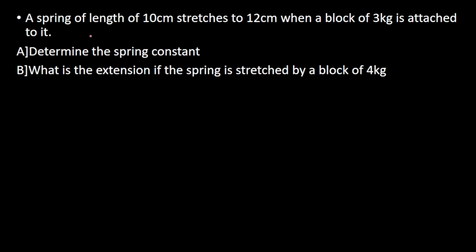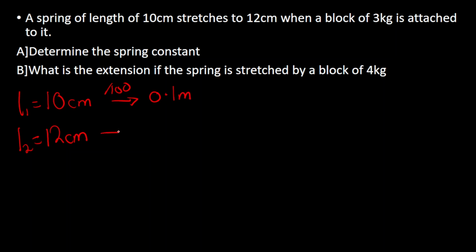We have a spring of length 10 centimeters, so we'll write that as L1. It stretches to 12 centimeters, so our new length L2 will be 12 centimeters. We can quickly convert this to meters by dividing by 100. So we have 0.1 meter, 0.12. When a block of 3 kg is attached to it, so we have a weight, a block. The mass here is 3 kg.